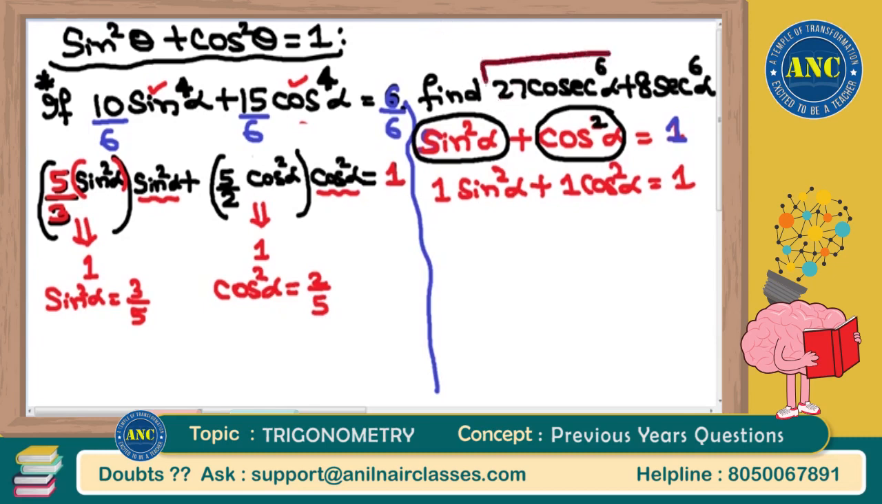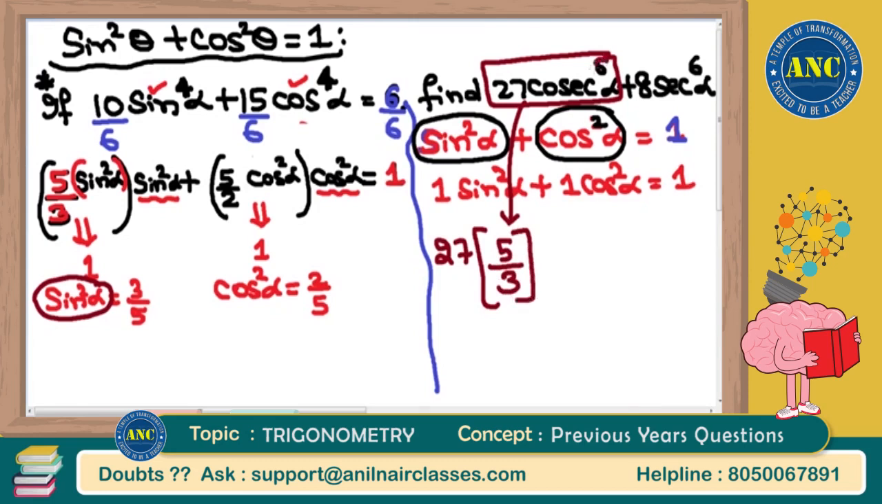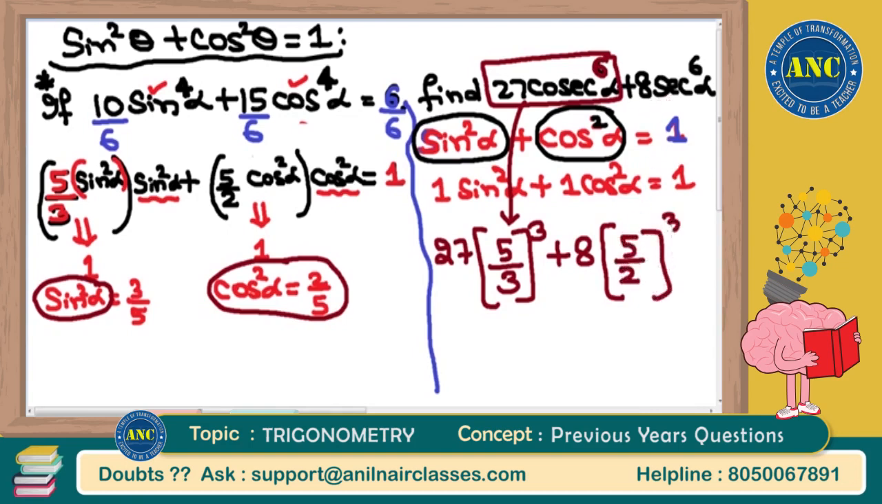I want cosecant alpha to the power of 6. Let me find out individually. Sine square alpha is nothing but the reciprocal of cosecant square alpha. That means cosecant square alpha is 5 by 3. Cosecant square is 5 by 3, but I want cosecant power 6, which is the whole cube, plus 8 times of cos square alpha, which is 2 by 5. Secant square alpha is the reciprocal of cos square, which is 5 by 2. That means secant square is 5 by 2. Secant power 6 is 5 by 2 whole cube.